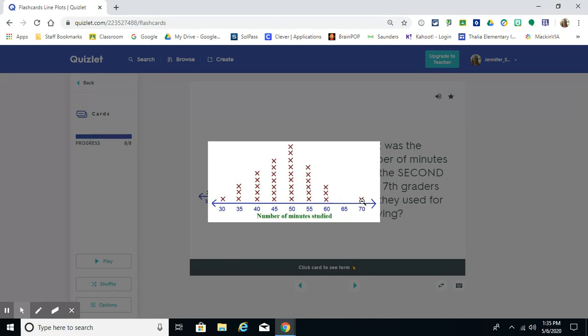I hope this helped you in analyzing our line plots, which is our objective for today.